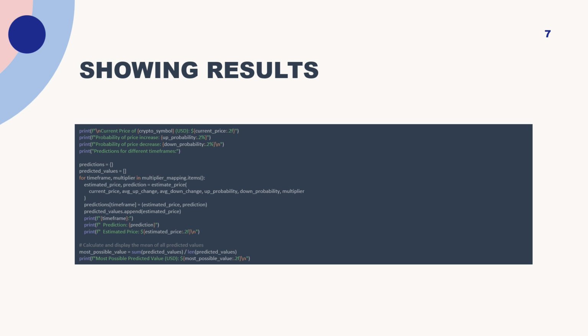Moving on to step 4, which is showing the results. Once all the predictions are ready, the script shows everything clearly. It starts with the current price of Bitcoin and probabilities of increase or decrease. Then, for each time frame, it shows the expected price and whether it predicts an increase or decrease. Finally, it averages all the predictions to give you the most likely price based on the time frames. This gives you a quick summary of what might happen.